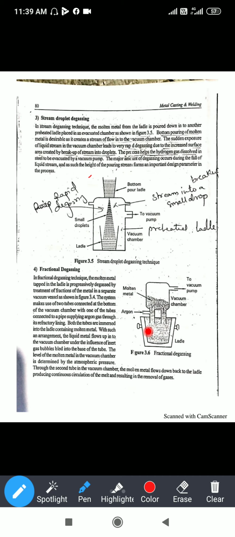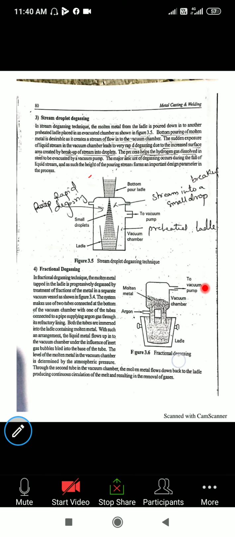As the gas is supplied, pressure is generated. With this pressure the liquid enters the vacuum chamber. When it enters the vacuum chamber, whatever gas is there comes to the upper side of the surface of the molten metal and is collected in this chamber. With the help of the pump, that gas is removed. So this is how the fractional degasification method works.